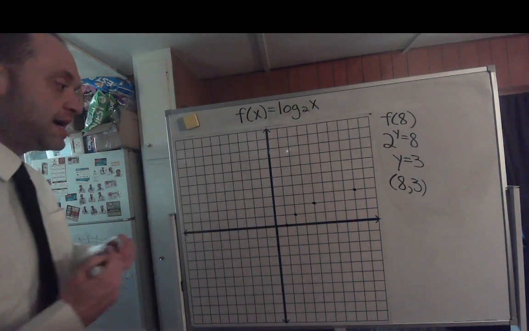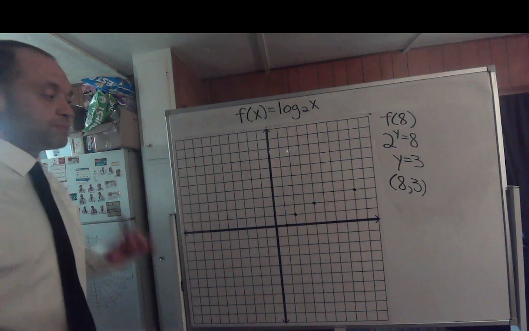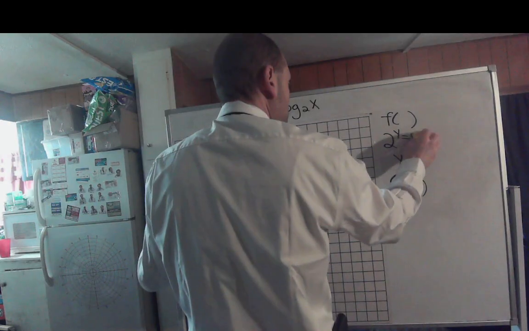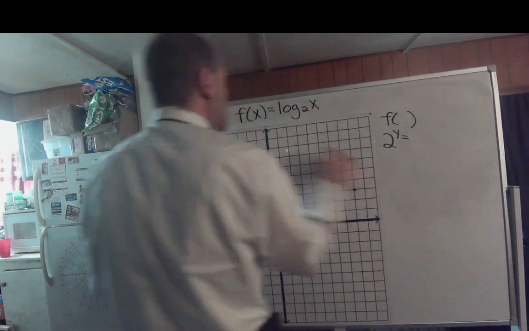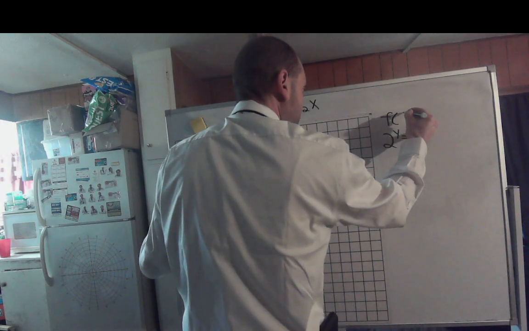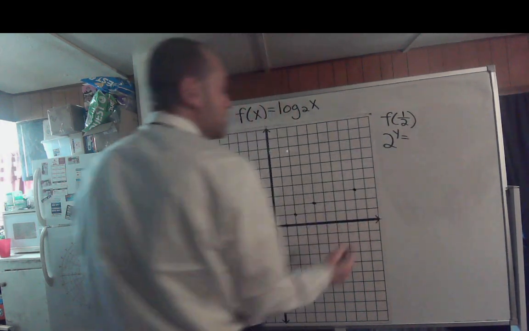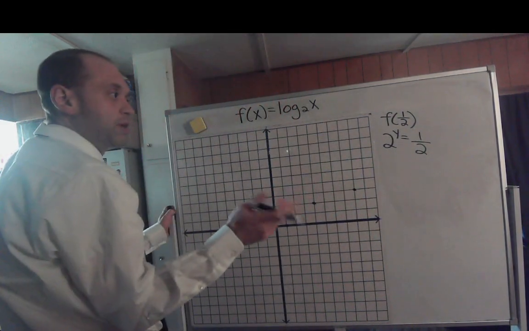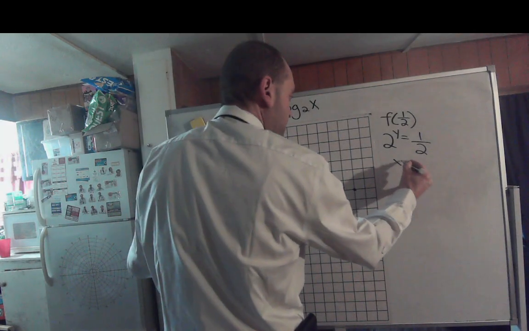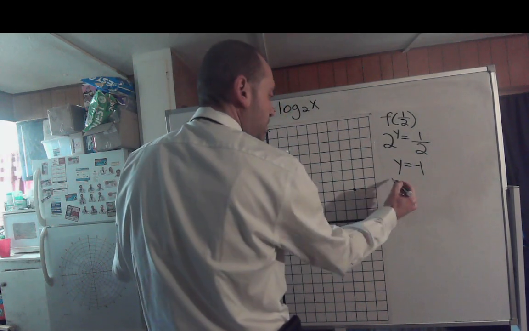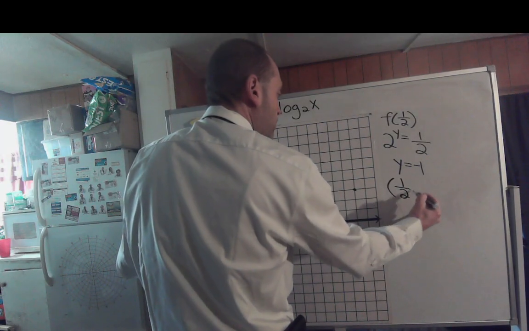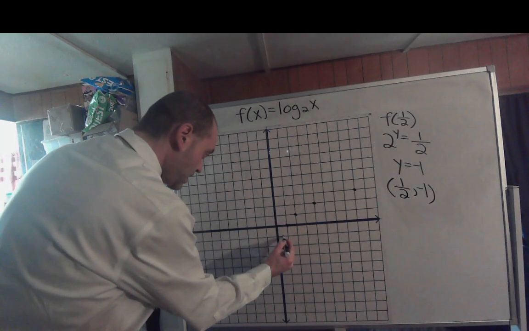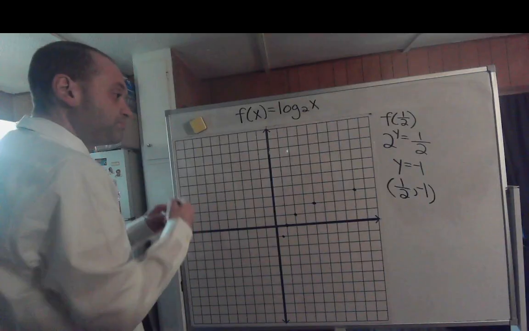All right, now, what if I pick 1/2 for x? So 2 to the y power equals 1/2. 2 to what power equals 1/2? That'd be -1, right? Y would have to equal -1. So I would get the point 1/2, -1, which would be right there.